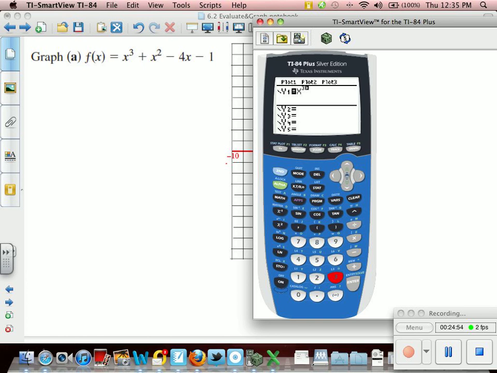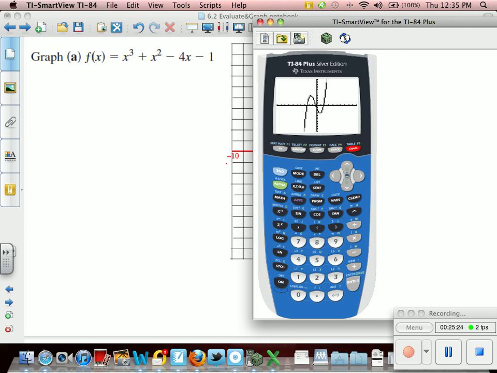what I need you to do is to use your arrow key to bring the cursor down to the whole place. Otherwise, your calculator reads it incorrectly. If you don't have it, then you don't have the new operating system. And then plus x squared, minus 4x, minus 1. And I can graph it and get a picture of what it looks like.